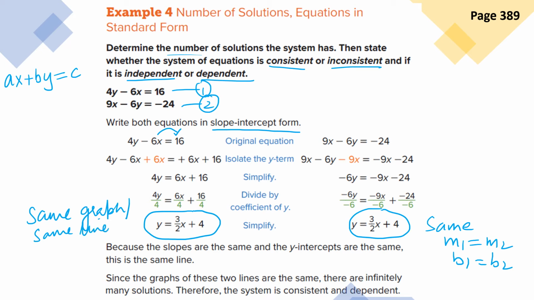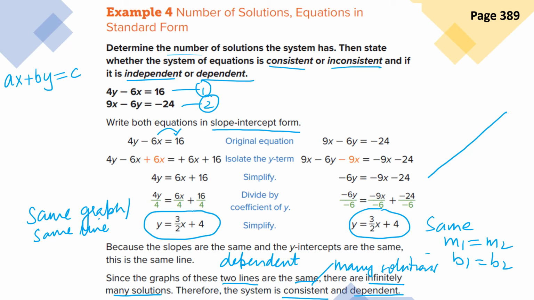So this is going to be a dependent system of equations. It has many solutions, or you say infinitely many solutions. Because both of them have the same line, the two lines are the same, so it is consistent and it is dependent. Dependent because both the graphs will be the same line. So if you draw the graph, it will be like this, one line representing both of them. So that's why dependent and consistent, many solutions.